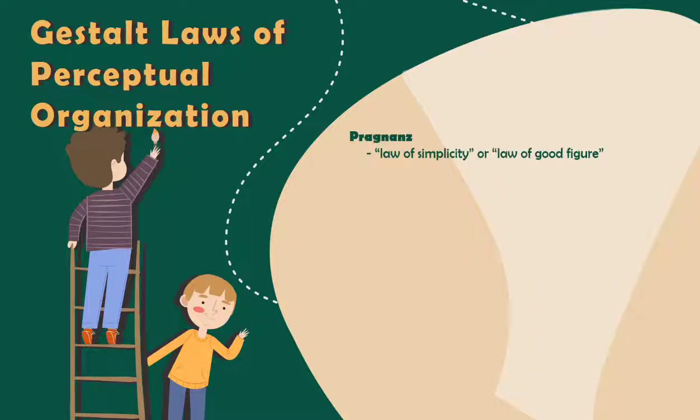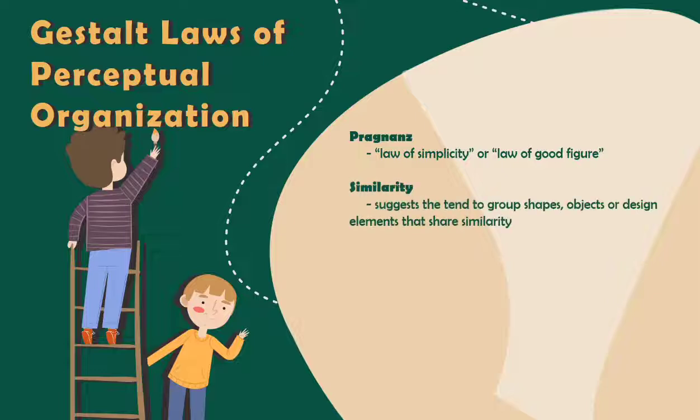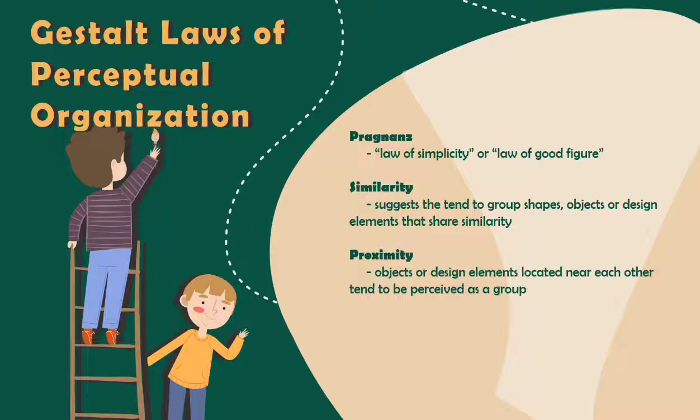So first is pragnanz. The law of pragnanz is also called the law of simplicity or law of good figure. It states that when we are faced with a set of ambiguous or complex objects, the human brain seeks to make them as simple as possible. That's why it is a good figure. Next is similarity. This law suggests that we tend to group shapes, objects, or design elements that share some similarity, be it in terms of color, shape, orientation, texture, or size.